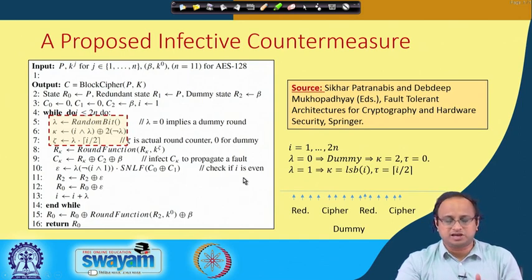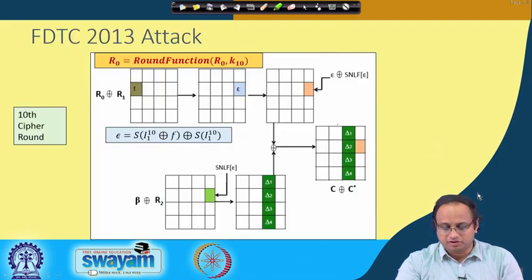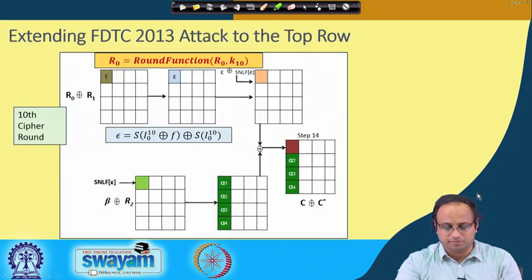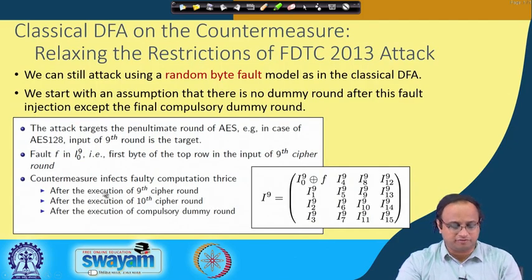So if you are inducing the fault at the 9th round cipher, then the infection will happen subsequent to this, not in the 10th round redundant round, but in the 10th round cipher. And therefore we will have the fault at these 3 instances, which is after the execution of the 9th round cipher, after the execution of the 10th round cipher, and also after the execution of the compulsory dummy round.